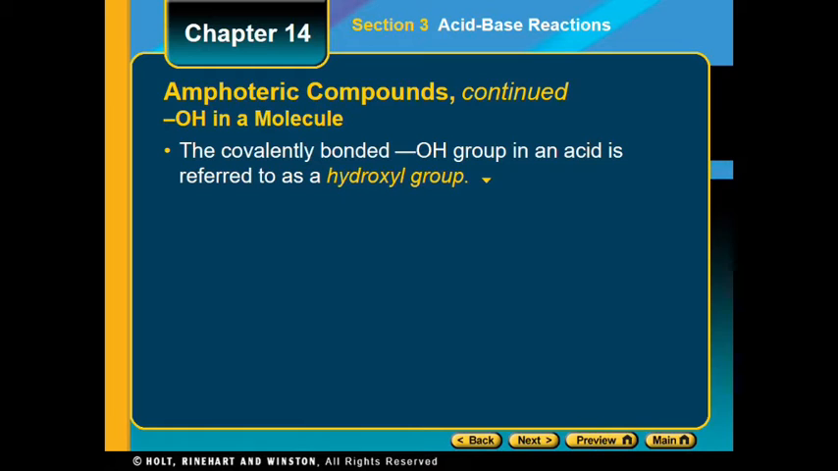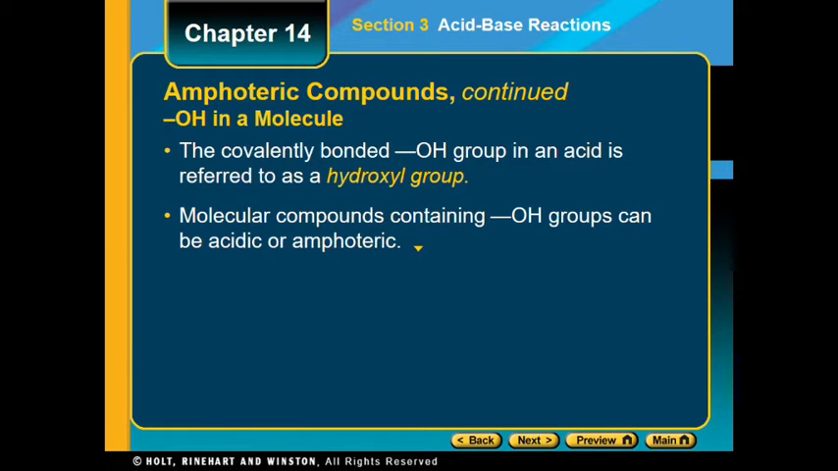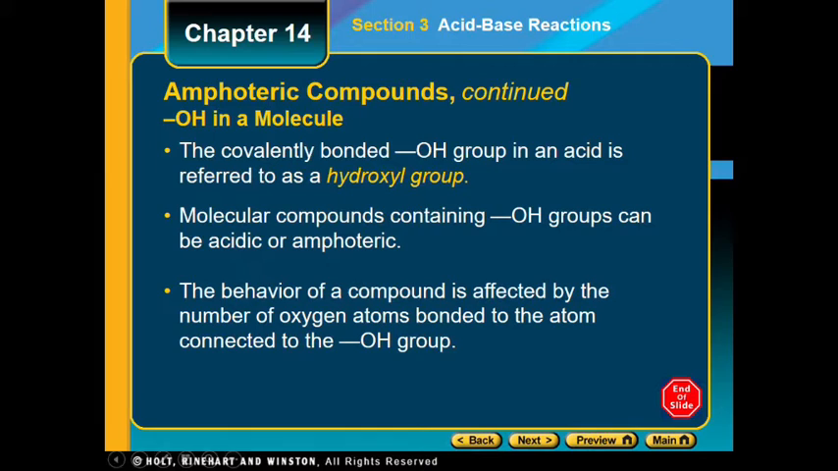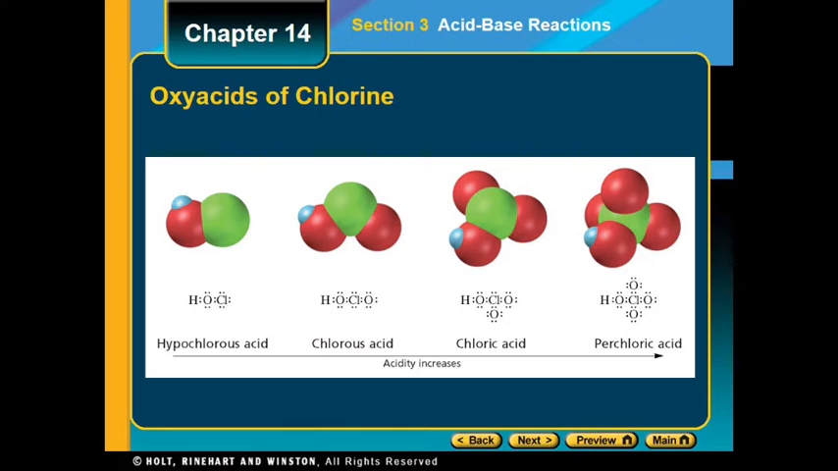A hydroxyl group, known as the bonded OH group, in your acid, if it contains this hydroxyl group, it can be acidic or amphoteric, and the behavior of the compound is affected by the number of oxygen atoms bonded to this hydroxyl group. We're going to look at an example of this and show you the behavior as far as how many oxygens you have. In this one right here, I call it the chloride family, and you've seen it as far as what it is bonded to and the number of oxygens if we're thinking polyatomic ions. So hypochlorous acid, all the way up, chlorous, chloric, perchloric acid. You can see the number of different oxygens that you have.